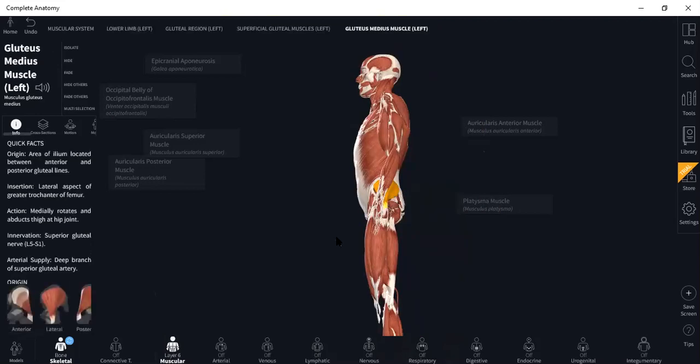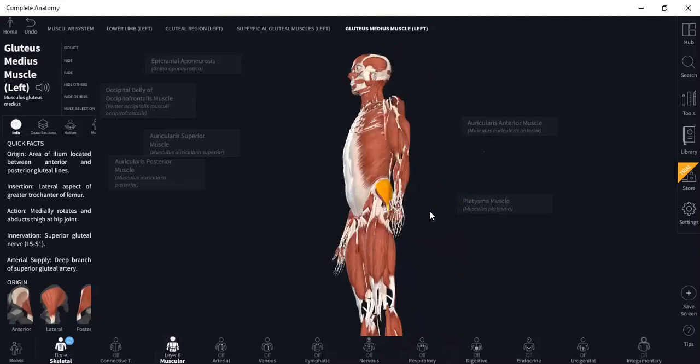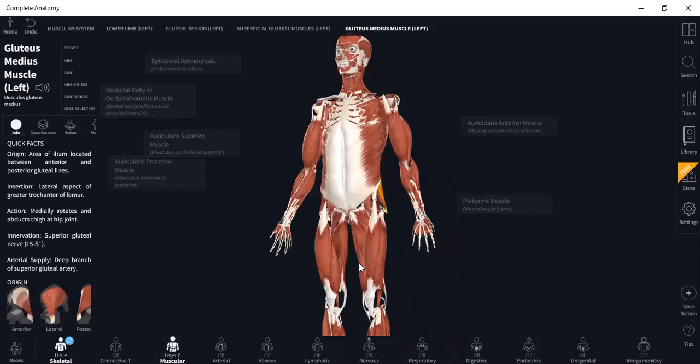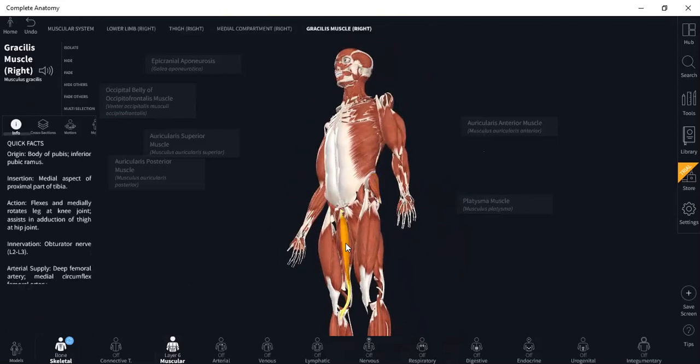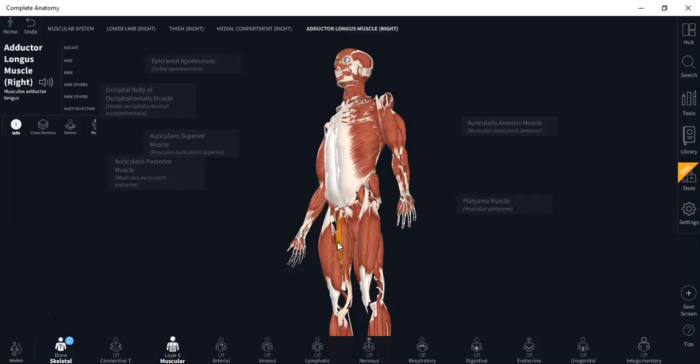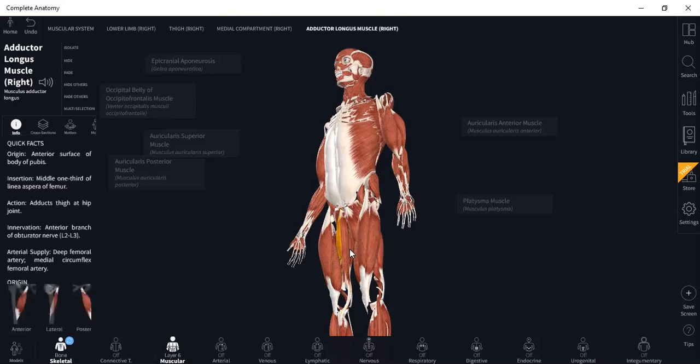At the hip, gluteus medius is a hip abductor, and it is antagonized by gracilis, which is a hip adductor, as well as the adductor group.